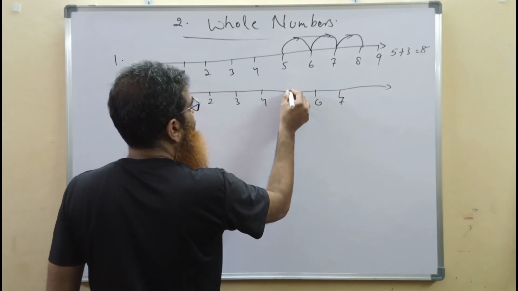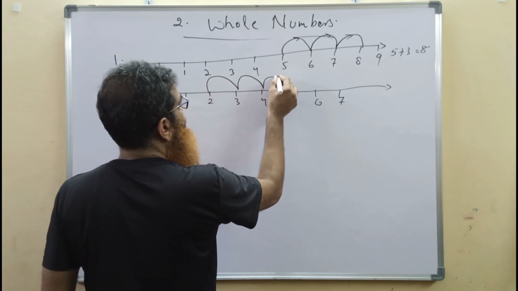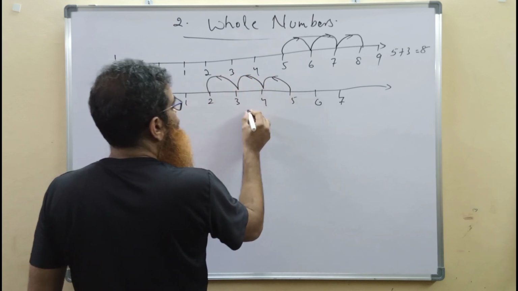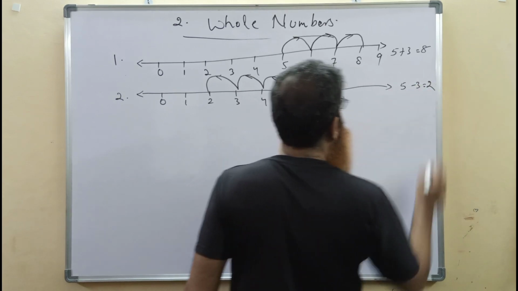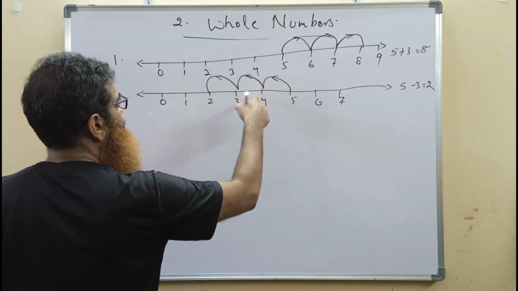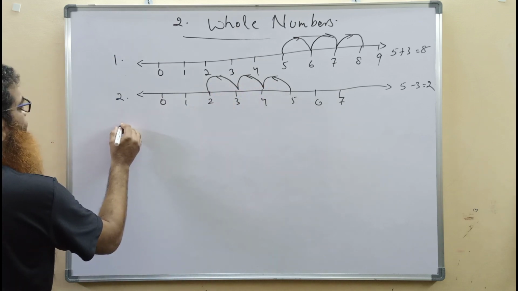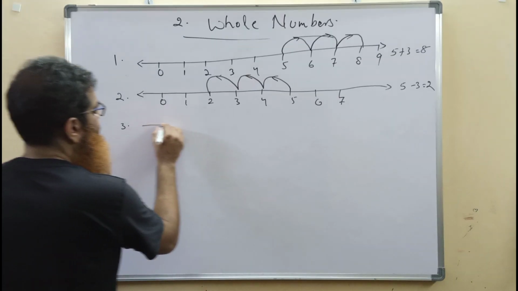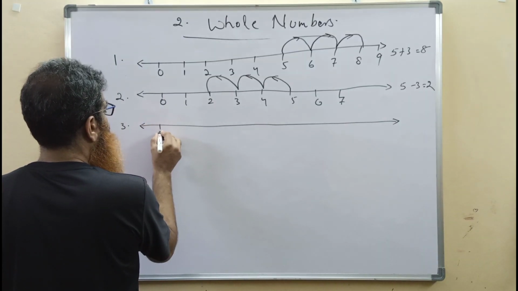Okay, we begin from 5. As we are subtracting, we jump towards the left. We are subtracting 3 from 5. 1, 2, 3. We end up at 2. As you can see, we began from 5 and jumped towards the left 3 numbers, 1, 2, 3, and we ended up at 2. Now the third one is 3 plus 5. Beginning with 0 again.